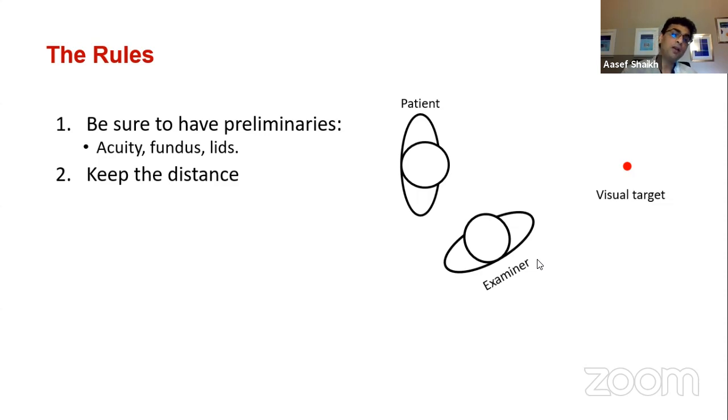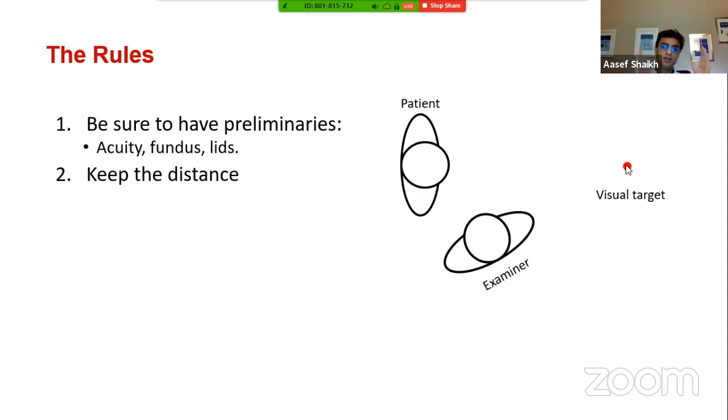The other very important thing is you keep the distance, not between you and the patient, but between the patient and the visual target. Why is it so important? As you can see here, typically my arrangement in my clinic is the patient sits here, I sit somewhere there, and the visual target is a little bit farther away. I typically try to keep it on the wall. I draw a little dot on the wall so that the patient can see that. Now, this is very important.